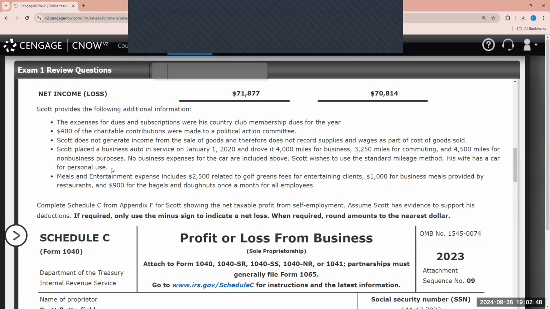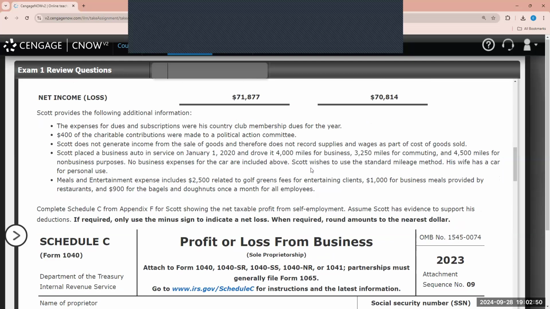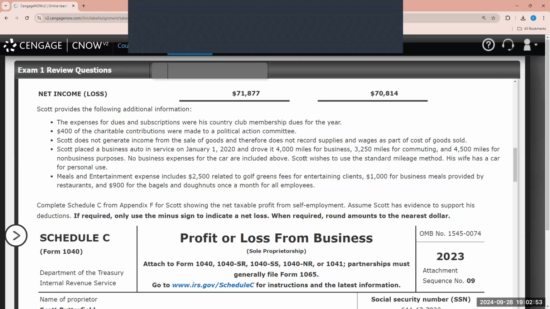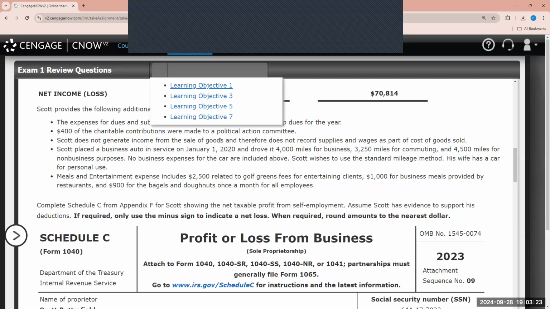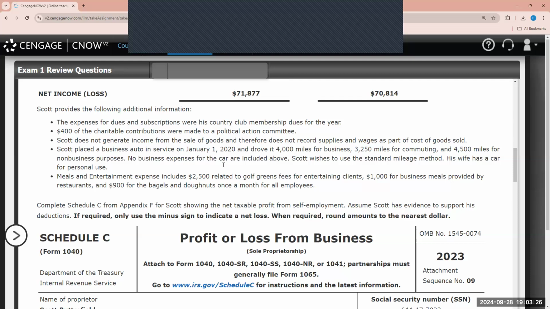Scott placed a business auto in service on January 1st, 2020 and drove it 4,000 miles for business, 3,250 miles for commuting, and 4,500 miles for non-business purposes. No business expenses for the car are included above. Scott wishes to use the standard mileage method. His wife has a car for personal use. And then it states meal and entertainment expenses include $2,500 related to golf, greens fees for entertaining clients, $1,000 for business meals provided by restaurants, and $900 for the bagels and donuts once a month for all employees.